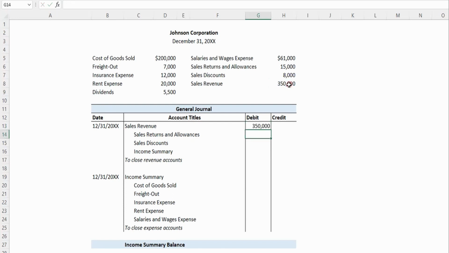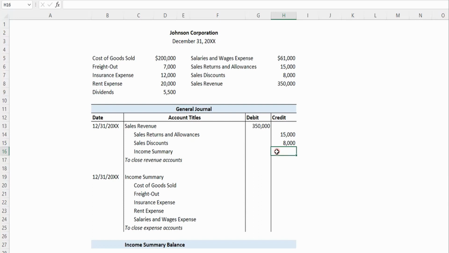Sales returns and allowances is a contra sales account and has a normal debit balance. Therefore, to reduce its balance to zero, we will have to credit it for $15,000. Likewise, we will close the sales discounts account by crediting it for $8,000. We will credit the income summary account for the remaining balance, which is $327,000. This number represents net sales.